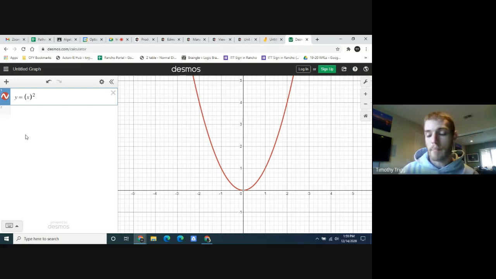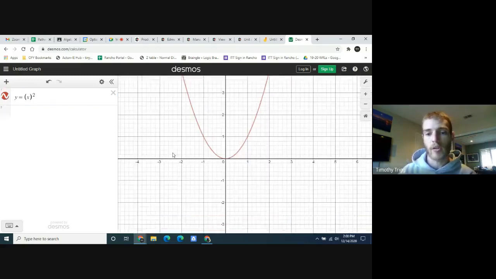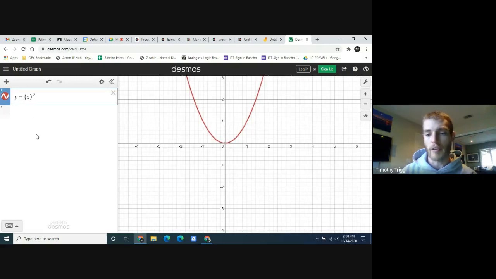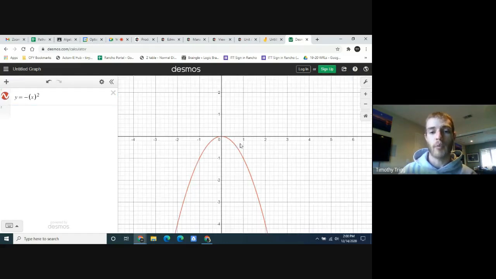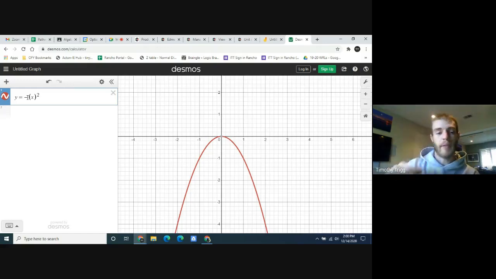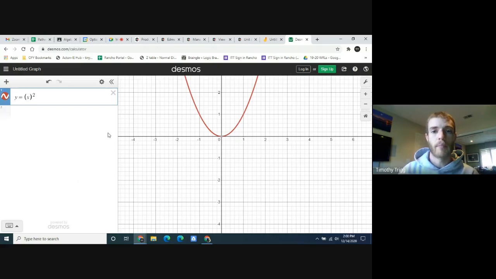Now, what about if I put a negative out in front of this? Will that make it skinnier or wider, or neither? Well, if I put a negative, let's see what happens. Oh, it actually makes the graph go downward, you see. So having a negative out in front like this doesn't make it skinny or wide on its own. It just makes it flip downward. If it's positive, it'll be going upward. Cool.